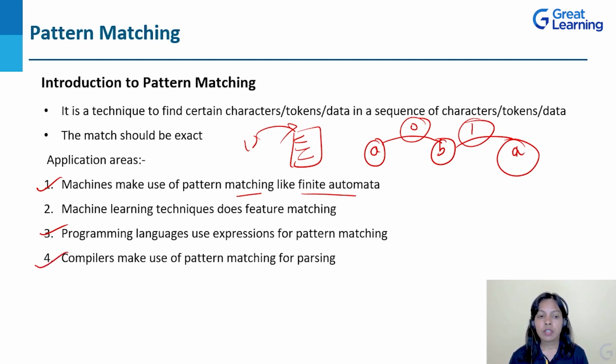Lastly, there is one more application area when it comes to compilers. Compilers convert a given set of code into a parse tree. That is called parsing. After that, it performs pattern matching on that as well. So these are the application areas in the computer science domain where pattern matching is used.